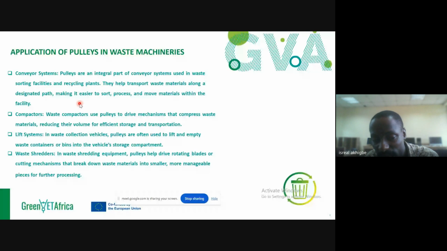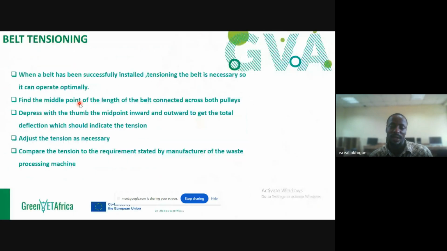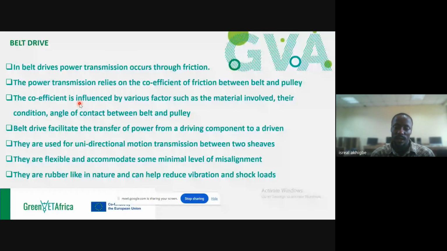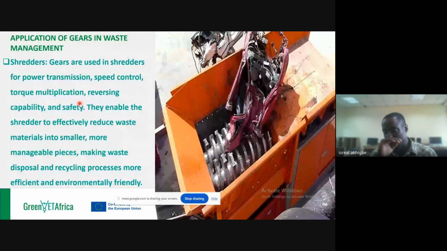Waste shredders. In waste shredding equipment, pulleys help drive rotating blades or cutting mechanisms that break down waste material into smaller, more manageable pieces for further processing. Now, let's brainstorm and suggest what can be the answer for this shredder. Now, let's look at this image. Everybody, look at this image. This is a shredder.